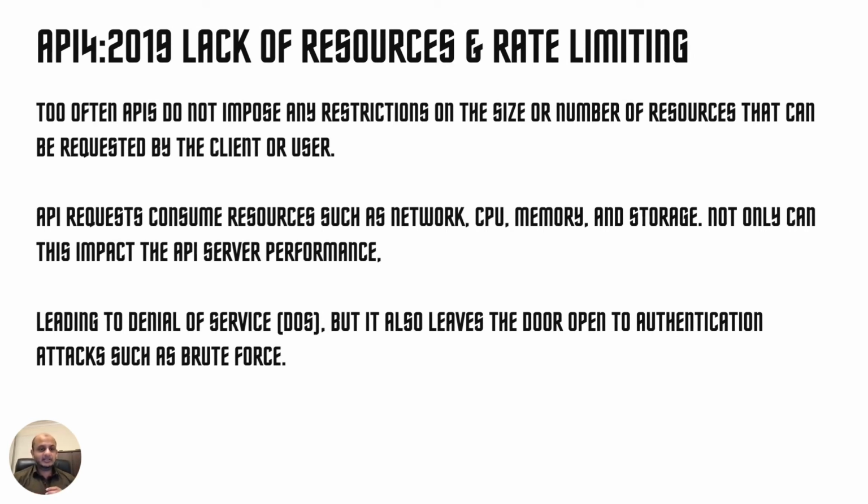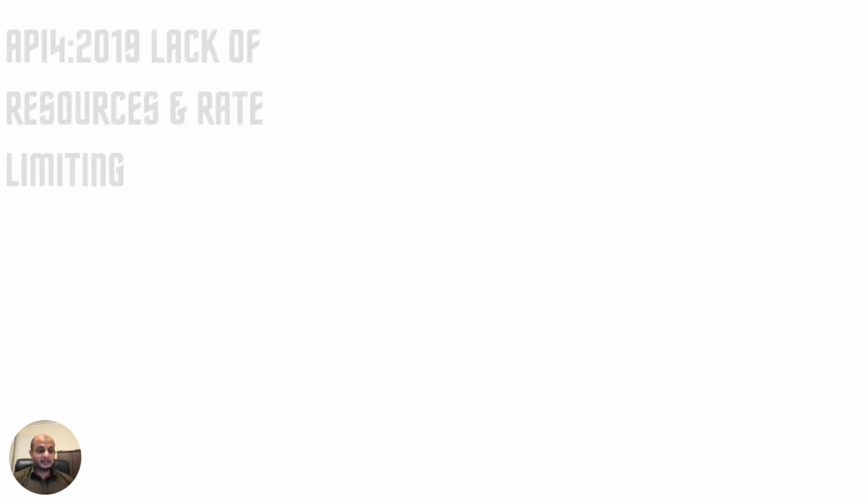Oh, rate limiting. So basically, lack of resources or rate limiting. A lot of the time, APIs don't impose any restrictions on the number of resources that a client can request. And what can happen is if you send too big of a request, the API can actually cause the backend application to crash. Because what is an API doing? At the backend, it's consuming network, CPU, storage, right? And if you don't have enough checks in place, it can lead to an actual denial of service attack.